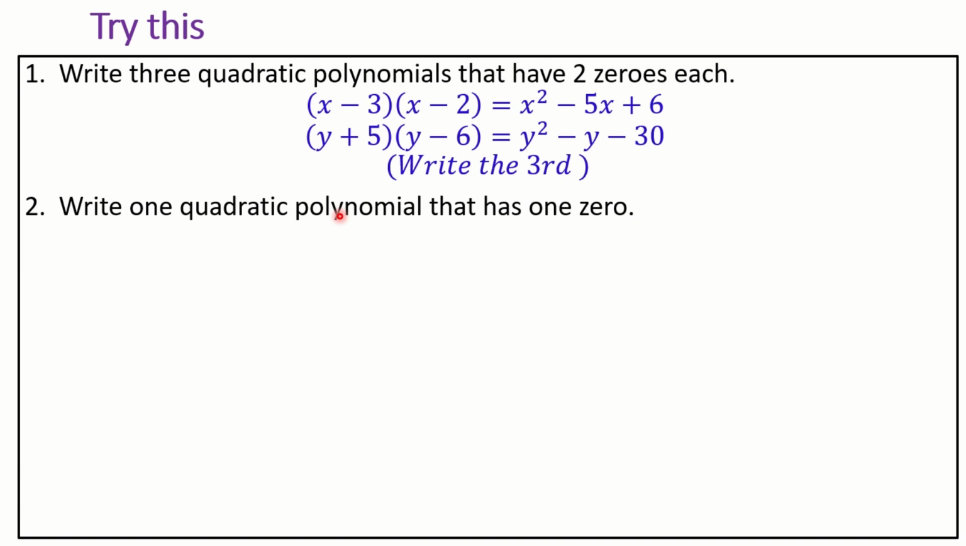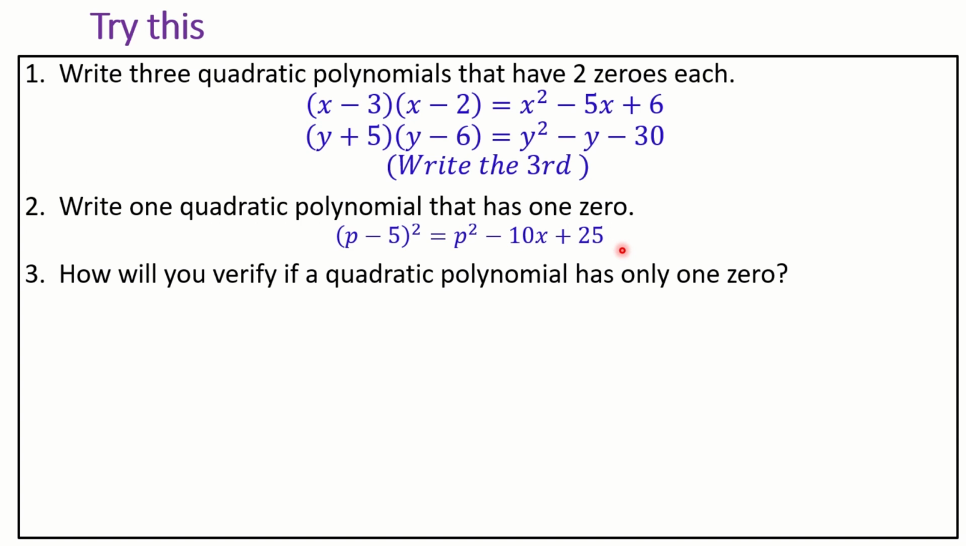Write one quadratic polynomial that has only one zero. How will you have one zero? That means both factors should be repeated. Both terms should be the same. If it is x minus 2 into x minus 2, then it will have only one zero, that is 2, right? Or x minus 3 into x minus 3, or y plus 5 into y plus 5, or y minus 6 into y minus 6. If it is the same, then that's what you get. So basically it's a square, p minus 5 whole square, which is p square minus 10p plus 25. So this has only one zero.